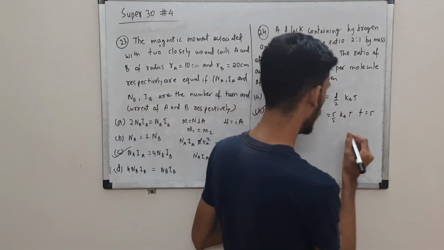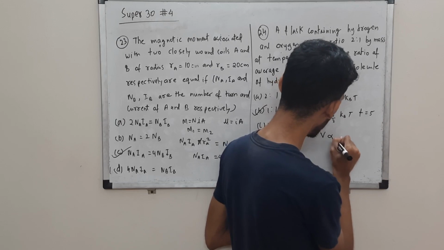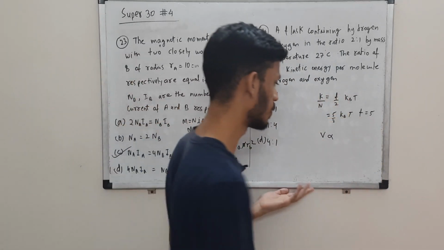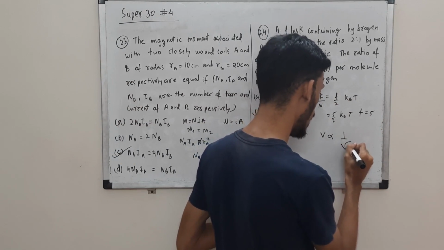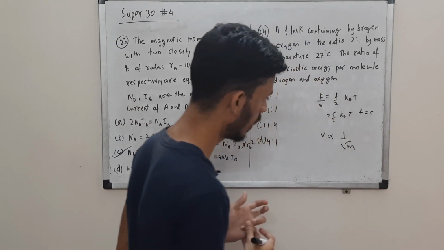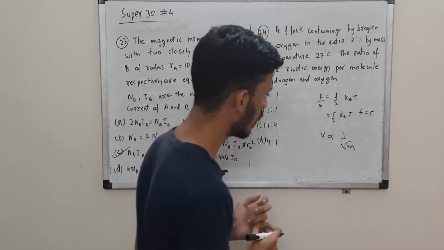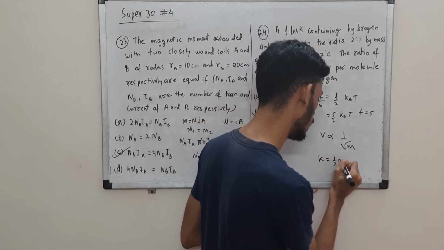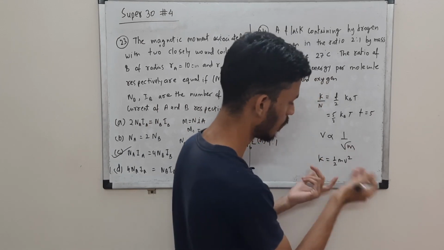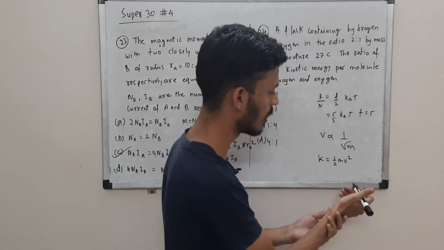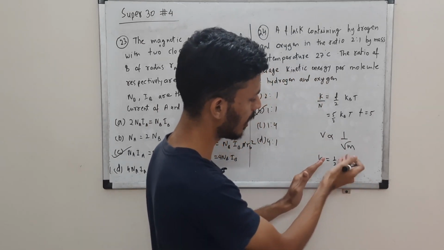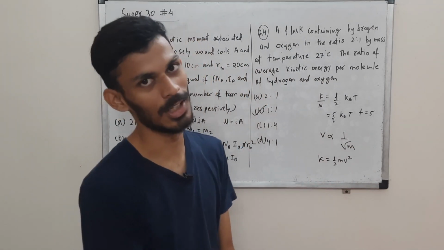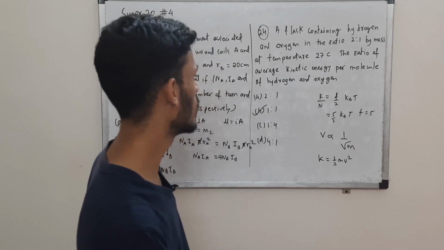Or you can see it the other way around, that velocity will be proportional to root of 3RT by m, right? So it's inversely proportional to root m, and kinetic energy is half m v square. So if you plug in this velocity as inversely proportional to root m, that m and m will get cancelled. Kinetic energy will come out to be some constant, right? So kinetic energy is constant in this case.